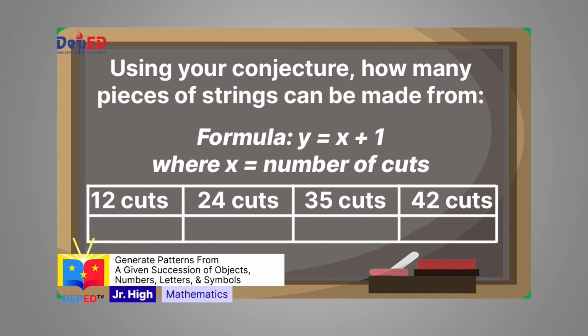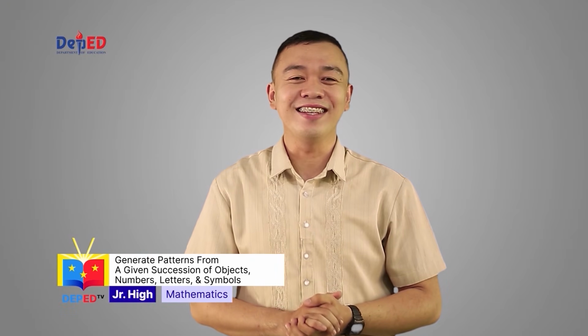Using your conjecture, how many pieces of strings can be made from A. 12 cuts, B. 24 cuts, C. 35 cuts, and D. 42 cuts. Show your solutions using the table. You have 10 seconds for each box. Go on and try. Time's up. Thanks for trying.